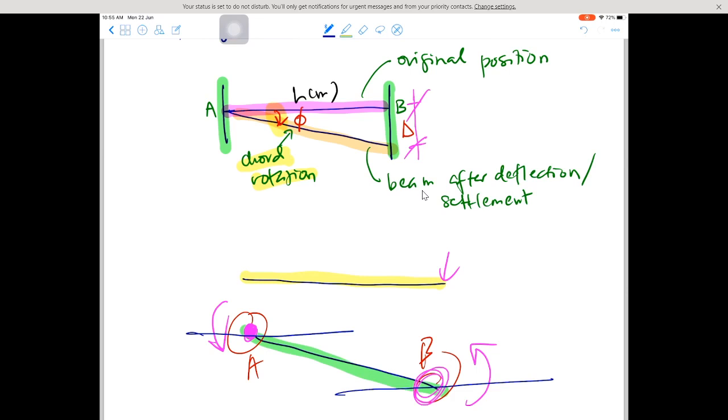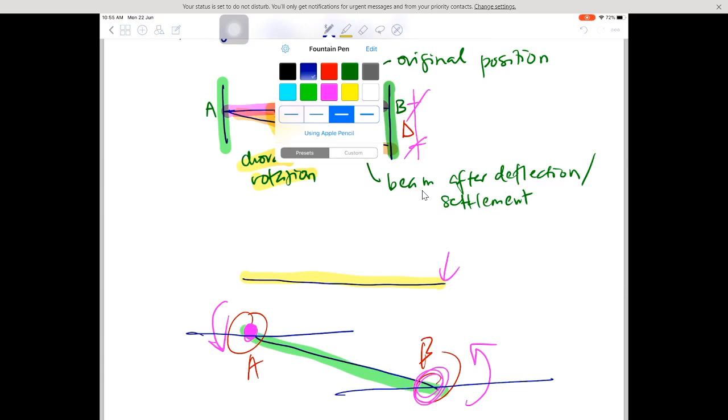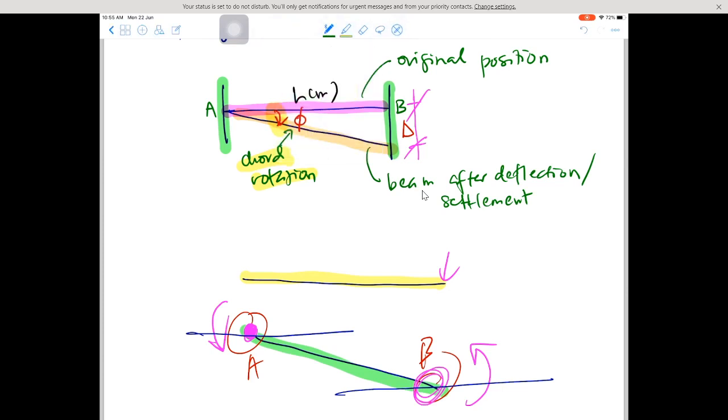So we just apply a mathematical concept. So this represents the original.